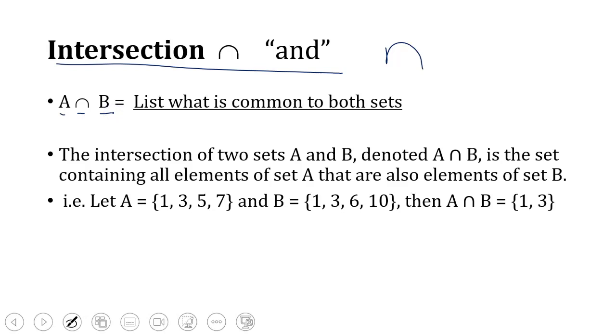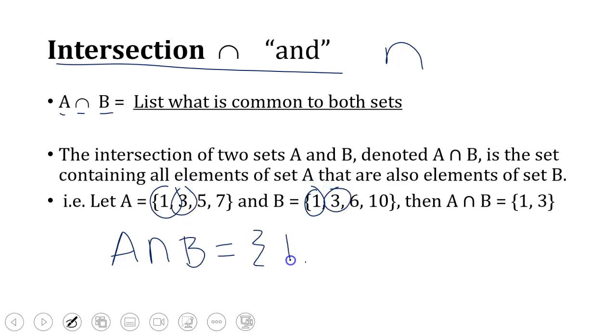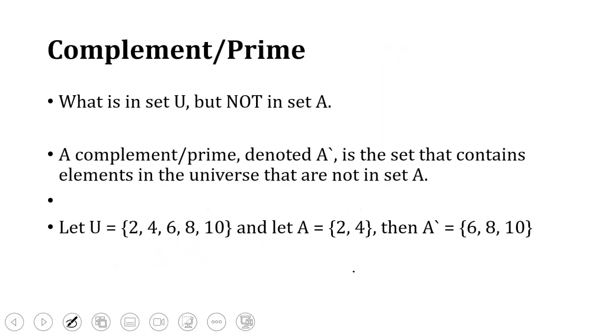So let's look at our example again. Set A has the same numbers, and set B has the same numbers. So what do both sets have in common? They both have 1 and they both have 3. And that's it. That's all we list. So the intersection is what's in A and B.